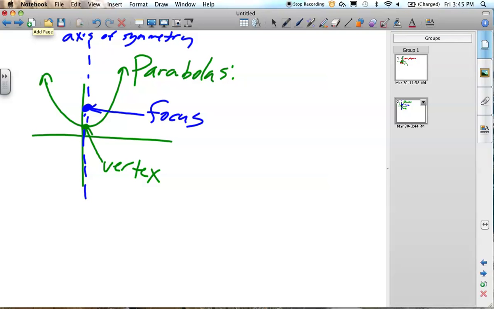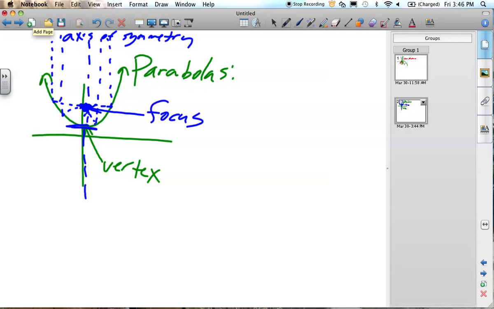Now these kinds of things, if you look at satellite dishes in cross section, they look like parabolas, and your detector's at the focus because anything coming in is directed at the focus. It will bounce off and it will go straight to the focus. So that's an important little point.